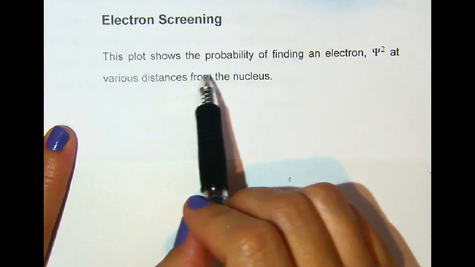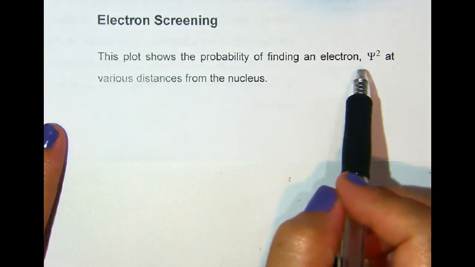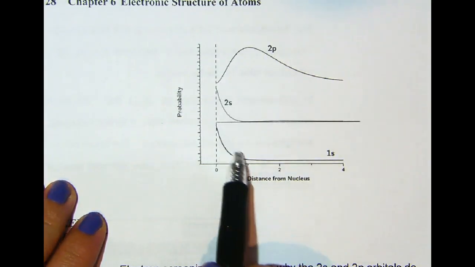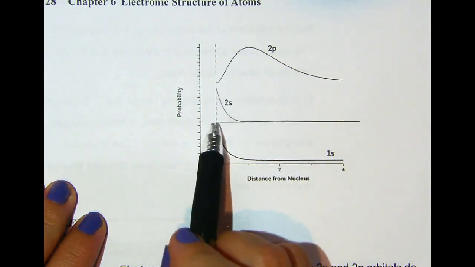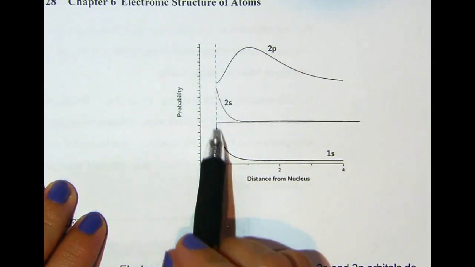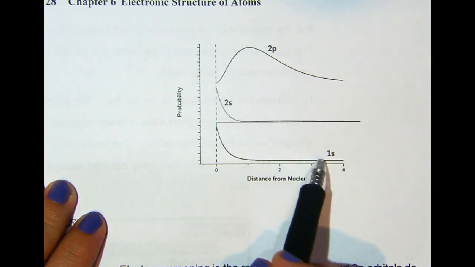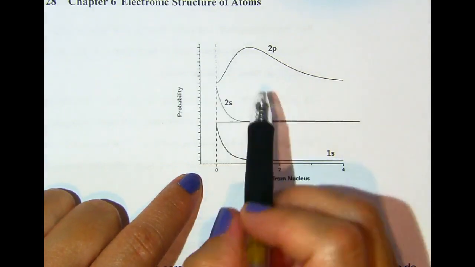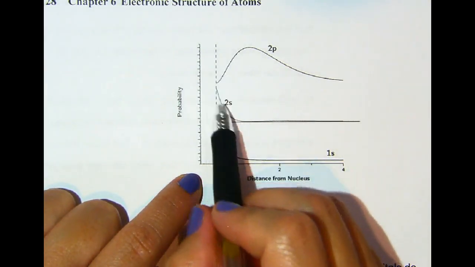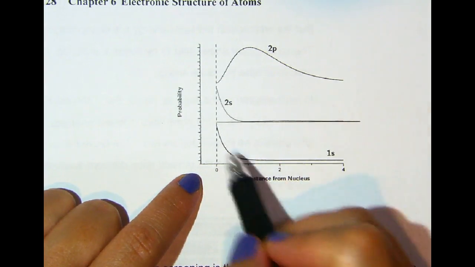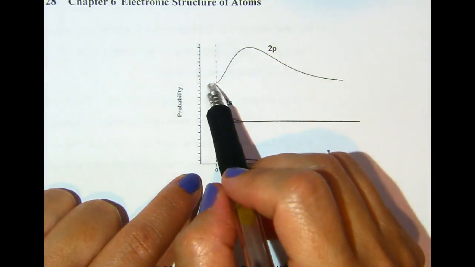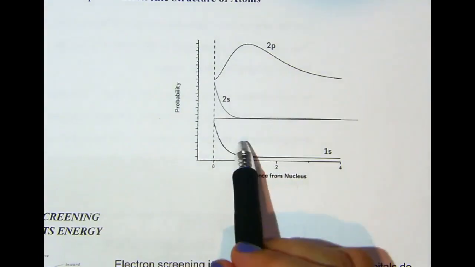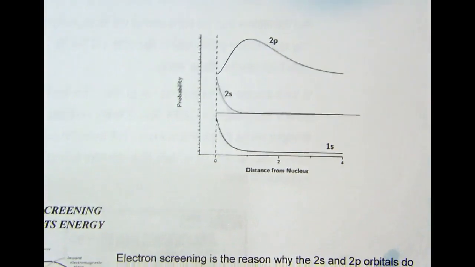Electron screening. This plot shows the probability of finding an electron, psi squared, at various distances from the nucleus. So here would be the graph of a 1s electron, and notice that it has the greatest probability of being found at the nucleus, because it's energy level 1, which is closest to the nucleus. Then, if you have energy level 2, it's going to have a greater chance of being somewhat near the nucleus, but not as close as energy level 1. And then, if you have a 2p, then you have an upwards graph here. Full disclaimer, I am not perfect at explaining these graphs, so that's the best I can give you.